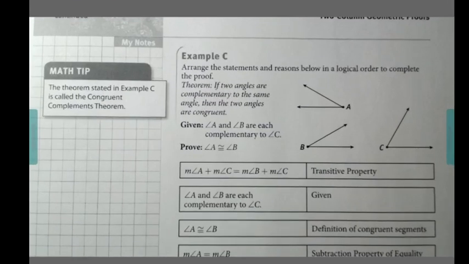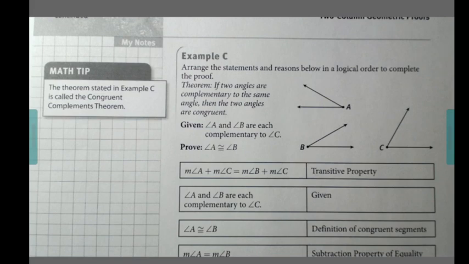All right. We have now moved on to section 3 of lesson 6-2 on the two-column geometric proofs. On the previous slide, you would have seen a math tip that stated the theorem stated in example C is called the congruent complements theorem. Here in example C, it asks us to arrange the statements and reasons below in a logical order to complete the proof. Our theorem: if two angles are complementary to the same angle, then the two angles are congruent.